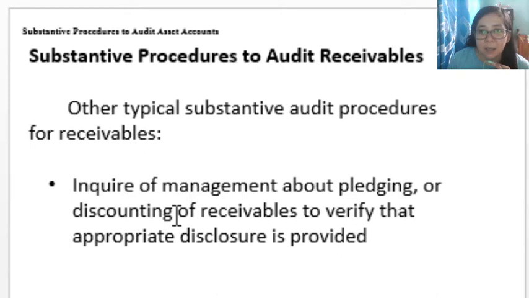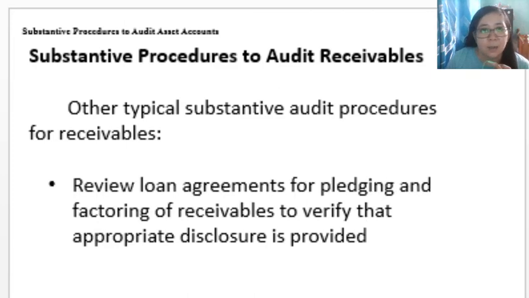Another is the auditor can inquire of the management about pledging or discounting of their receivables. This procedure is done to verify if appropriate disclosure is provided for. Because in this case, pledging and discounting of receivables may result in deducting a part of that amount which is pledged or discounted. So in this case, the entity will no longer have the right to collect such amounts, or if they collect such amount, it will be paid to the creditor to whom they pledged or discounted such receivables.